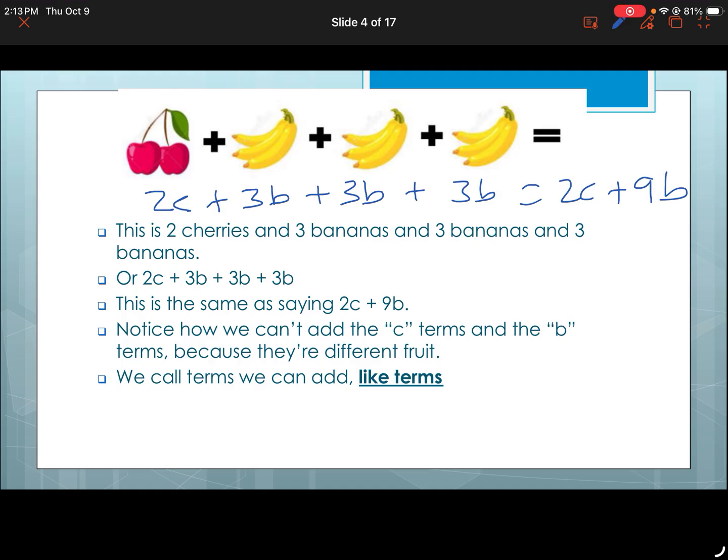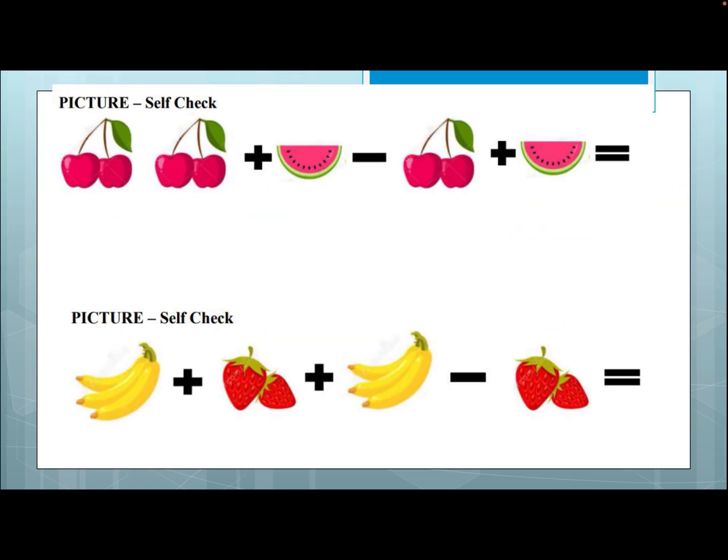So all of these things that we're talking about, let me just highlight it again. All of these things, the 2C, the 3B, the 3B, the 3B, those are things called terms, right? And when they have the same letter, they're called like terms, and we can add or subtract them. So here's just another quick go.